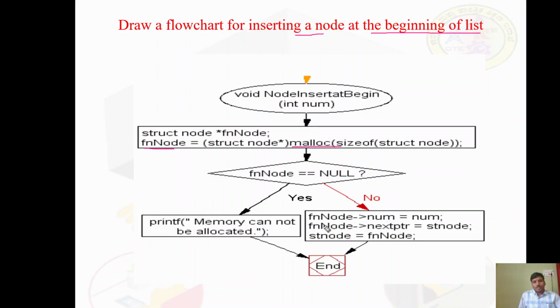If it is not null, it means there are some existing nodes. To that list, we need to insert the node at the beginning. So first node num equal to num, first node next pointer equal to starting node, and starting node equal to first node. Hence, end it. Okay, so this is the main logic which inserts a node at the beginning of the list. Okay, students. Fine.